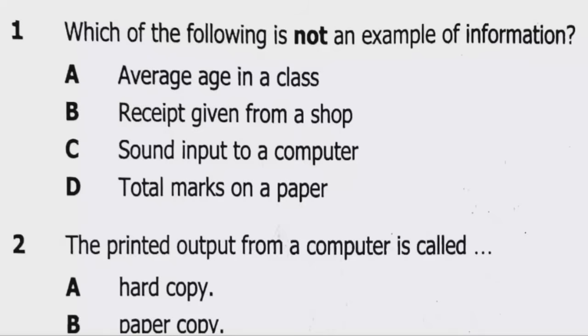analysis. Okay, when we come to B, which is receipt given from a shop, this is also information. Why is a receipt information? It contains structured data: item purchased, prices, date, shop name, etc. So these are put according to their categories. So it communicates a transaction clearly and serves as a record. Definitely qualifies as information.